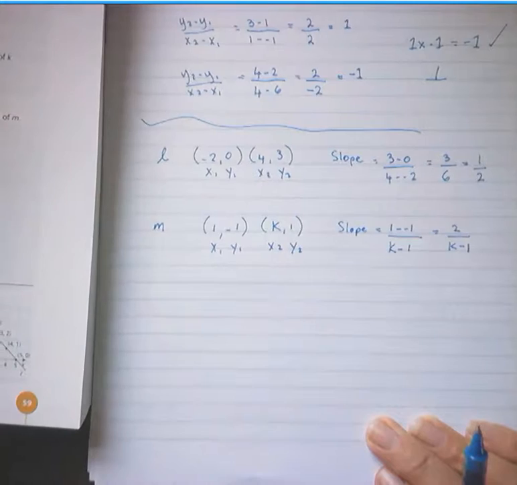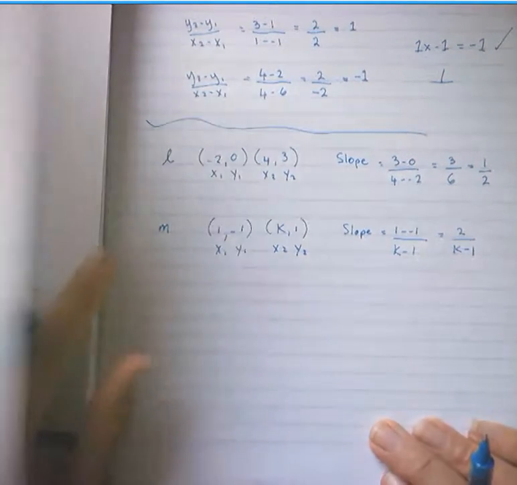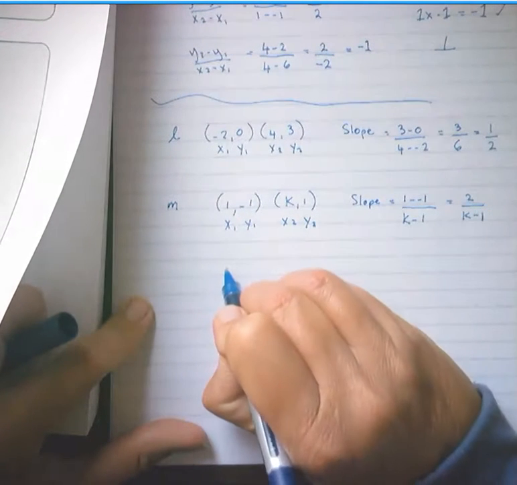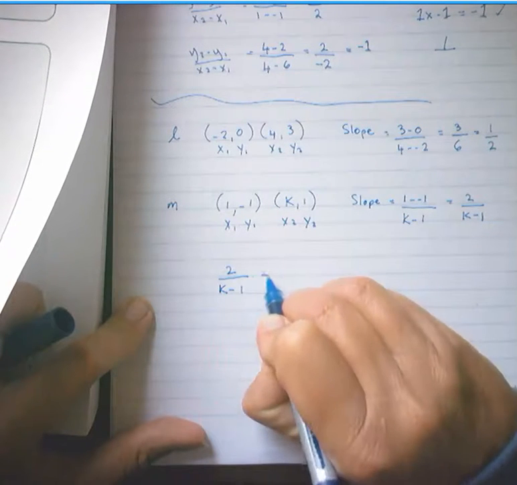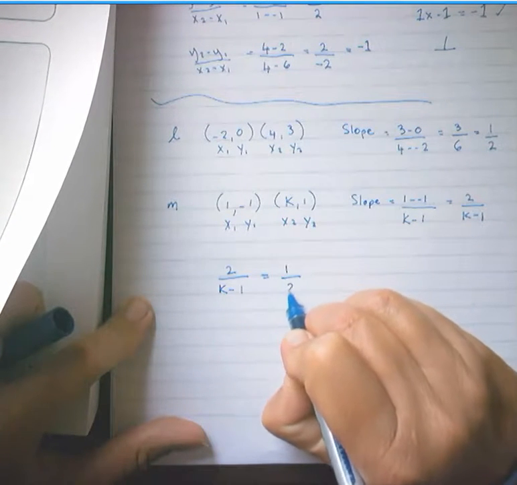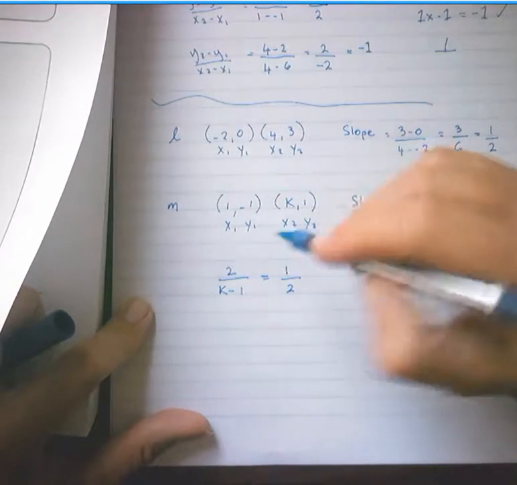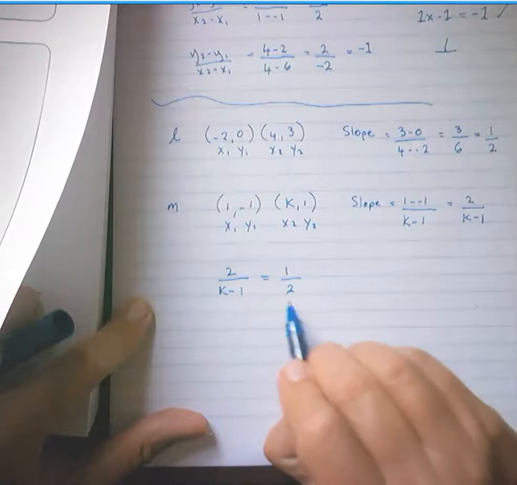Okay? And then the last part, it says if L is parallel to M. So if they're parallel, it means they're equal to each other. So for that, you let them equal to each other. So you go 2 over k minus 1 is equal to 1 over 2. So you have a fraction equal to a fraction. So to get rid of the fractions, you're going to cross multiply across your equal sign.